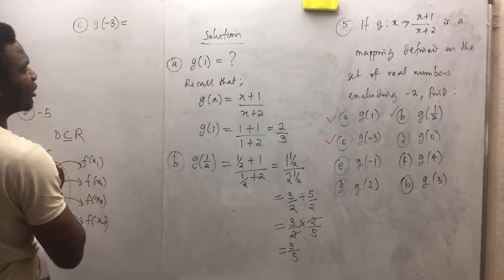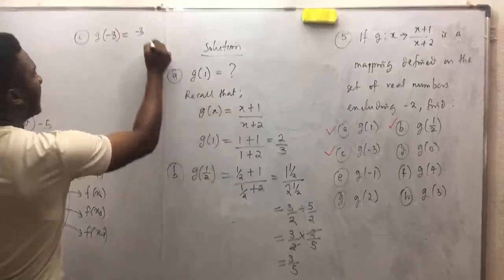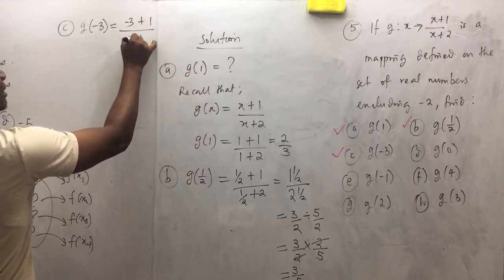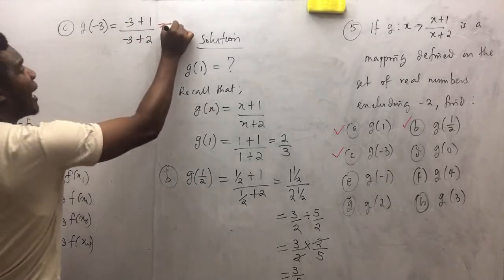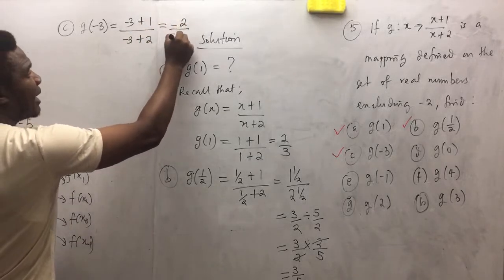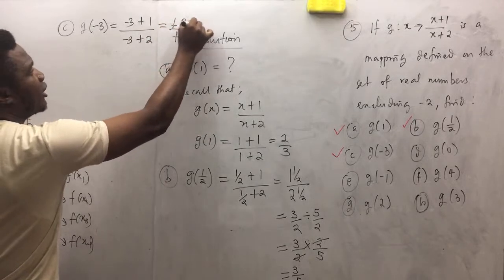What is G of minus 3? It will be minus 3, which is your x, plus 1, all over minus 3, which is your x, plus 2. Now, minus 3 plus 1 will give you minus 2. And minus 3 plus 2 will give you minus 1. The minus cancels minus, and you end up having 2 over 1.